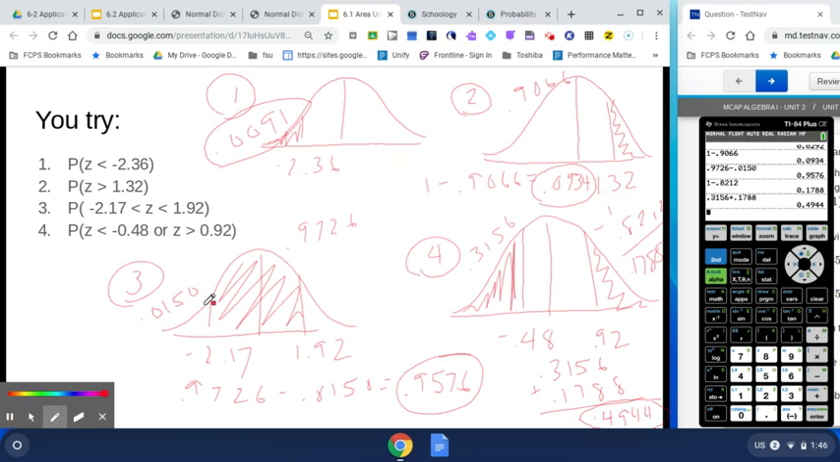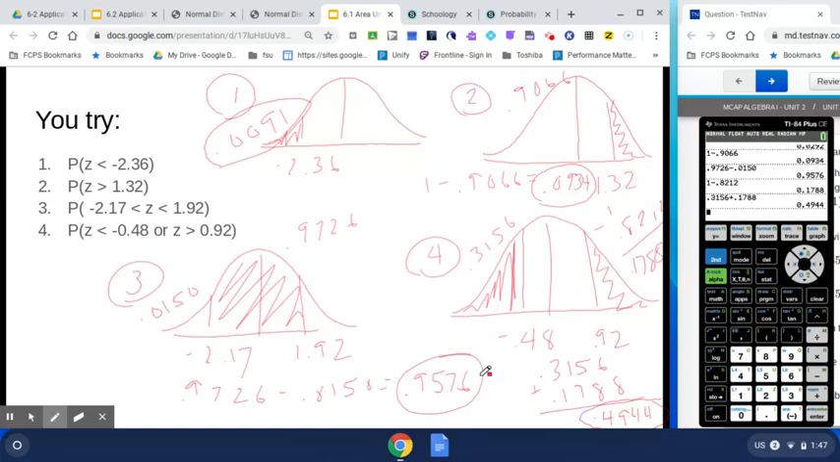Okay, those 4 questions. Number 1, we just look up negative 2.36 and get 0.0091. Number 2, we look up the 1.32, but we have to subtract that value from 1 once we look it up. So 1 minus 0.9066 gives us the final answer of 0.0934. Number 3, we're finding between, so we look up negative 2.17, we get 0.0150. We look up 1.92 and get 0.9726. We subtract off the smaller probability from the larger.